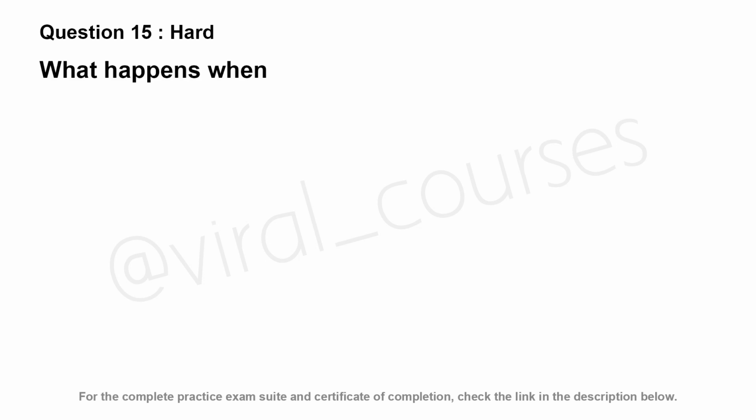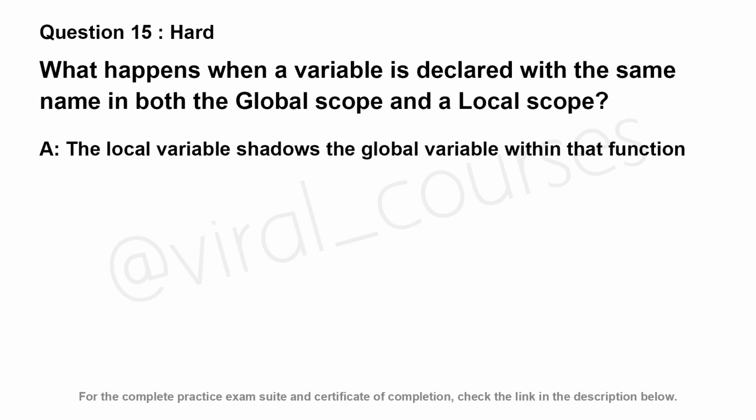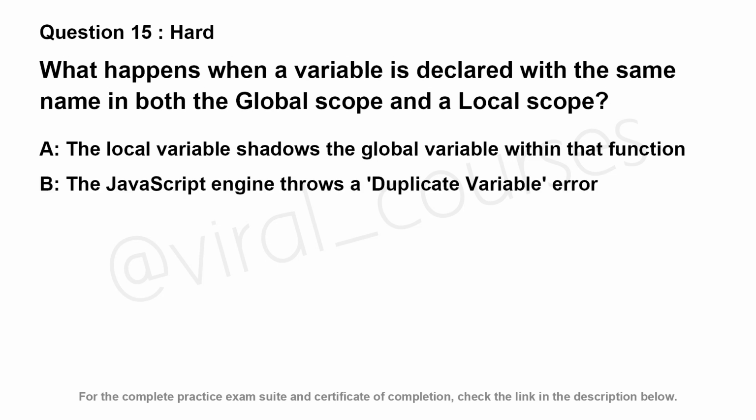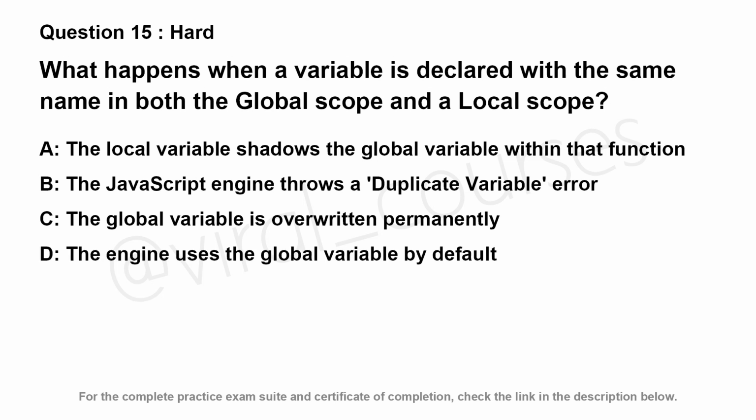What happens when a variable is declared with the same name in both the global scope and a local scope? Option A. The local variable shadows the global variable within that function. Option B. The JavaScript engine throws a duplicate variable error. Option C. The global variable is overridden permanently. Option D. The engine uses the global variable by default.